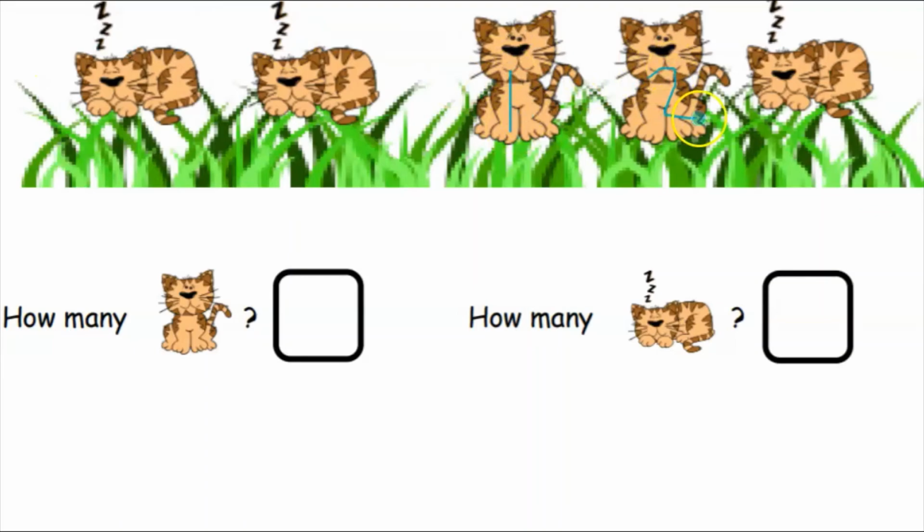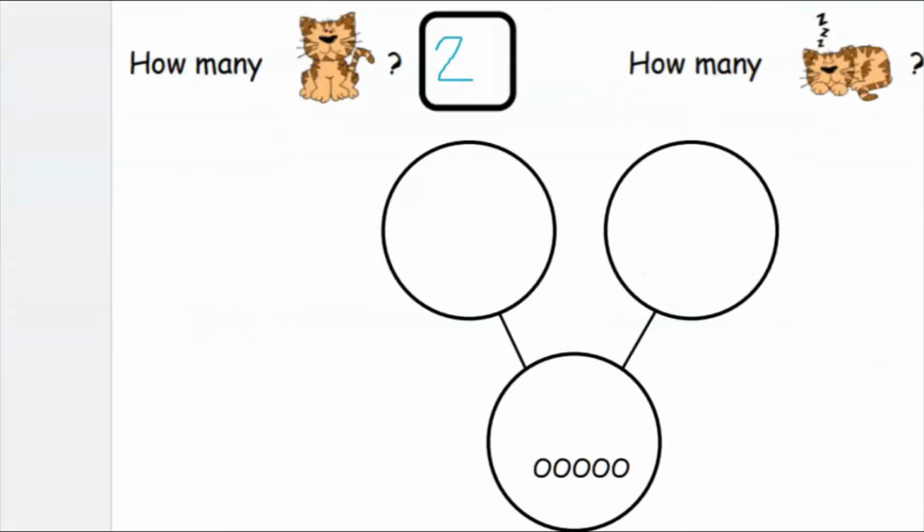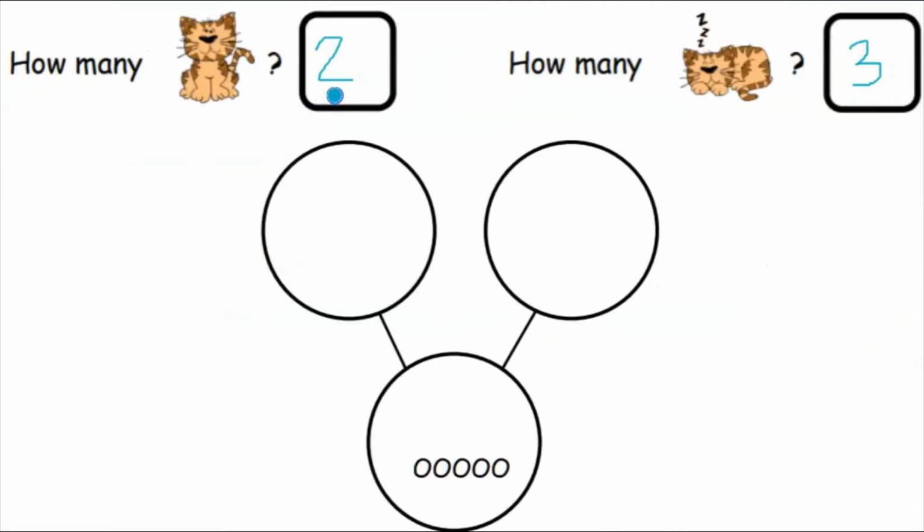1, 2. And we're going to write 2. And then we have our sleeping cats. 1, 2, 3. We have 3 sleeping cats. So we now have our numbers 3 and 2. Now that we have our numbers of 2 cats awake and 3 cats asleep, we are going to move these numbers into our number bond. This number bond has already given us our whole, which is 5. We have 5 all together.